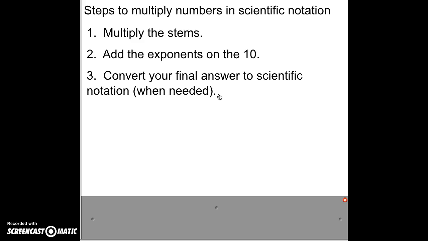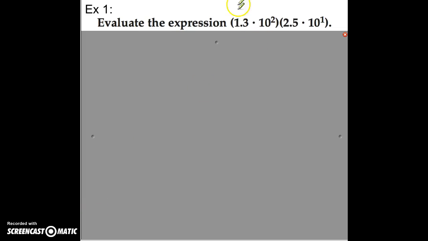So we're going to evaluate the expression 1.3 times 10 squared times 2.5 times 10 to the first. Again, step 1 told us that we need to multiply the stems. The stems are those pieces that are in front of our 10 to the second power. So in this case, it's going to be 1.3 times 2.5.